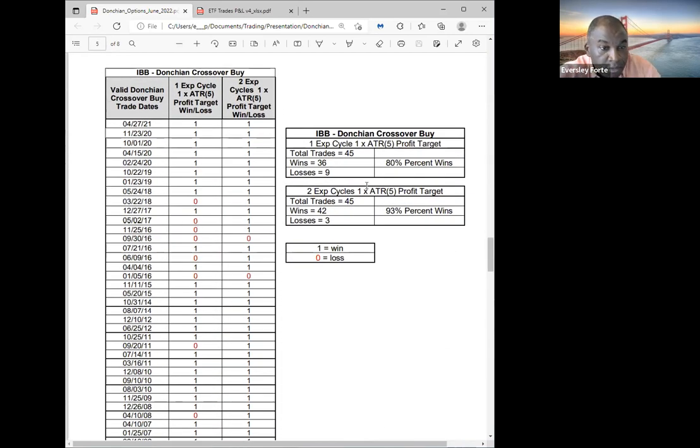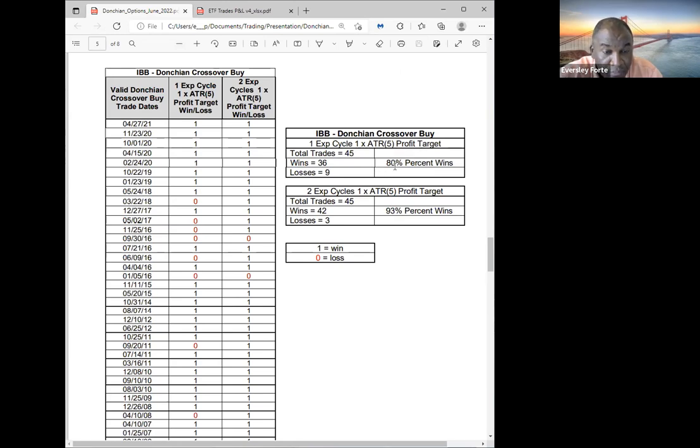IBB. Let's look at IBB. Another big reason we have the stats. One expiration cycle is only 80% wins. Two expiration cycles is 93% wins. If it was 80% wins, we don't touch it. We would never do anything with IBB and only give it one expiration cycle worth of time, because we know historically we need at least two expiration cycles to get to 93%.